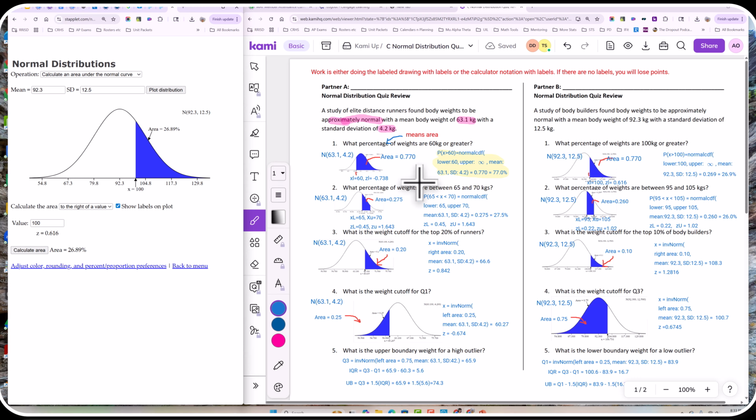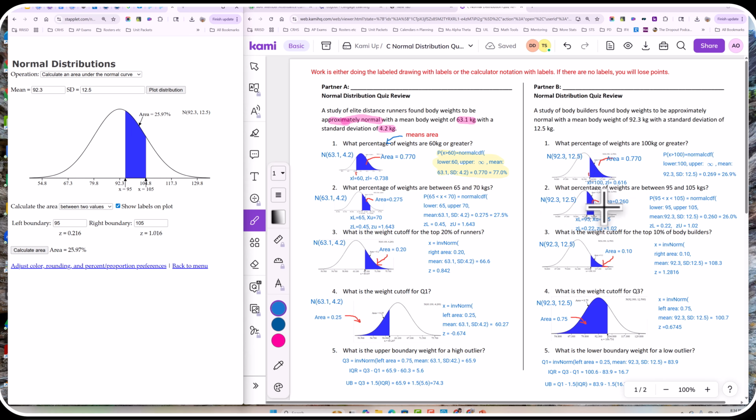Okay, going back to number 2. I'll tell you what, I'll do B side. I'm going to zigzag. B side and then A side. So I still have the 92.3 and the 12.5. But I want to know what percentage of weights are between 95 and 105. So that's between two values. I put 95 and 105. Calculate my area. There it is, 25.97.